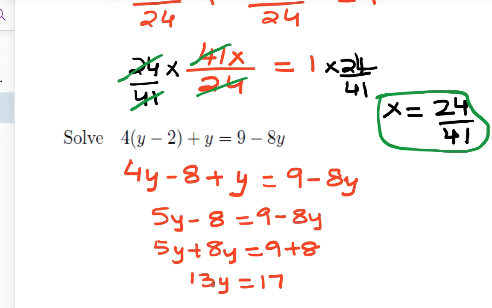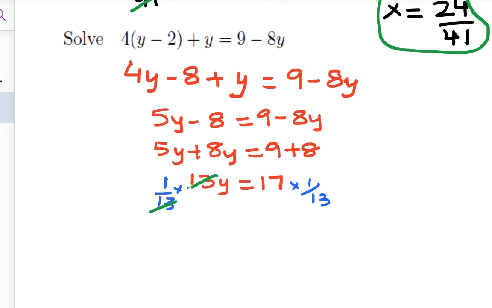So what we're going to do is multiply by the reciprocal of 13, which is 1 over 13, on both the sides. So we get 1 over 13 times 13y, and 1 over 13 times 17. So we can cancel out the 13s here. So what do we get the answer to be? y equals 17 over 13.